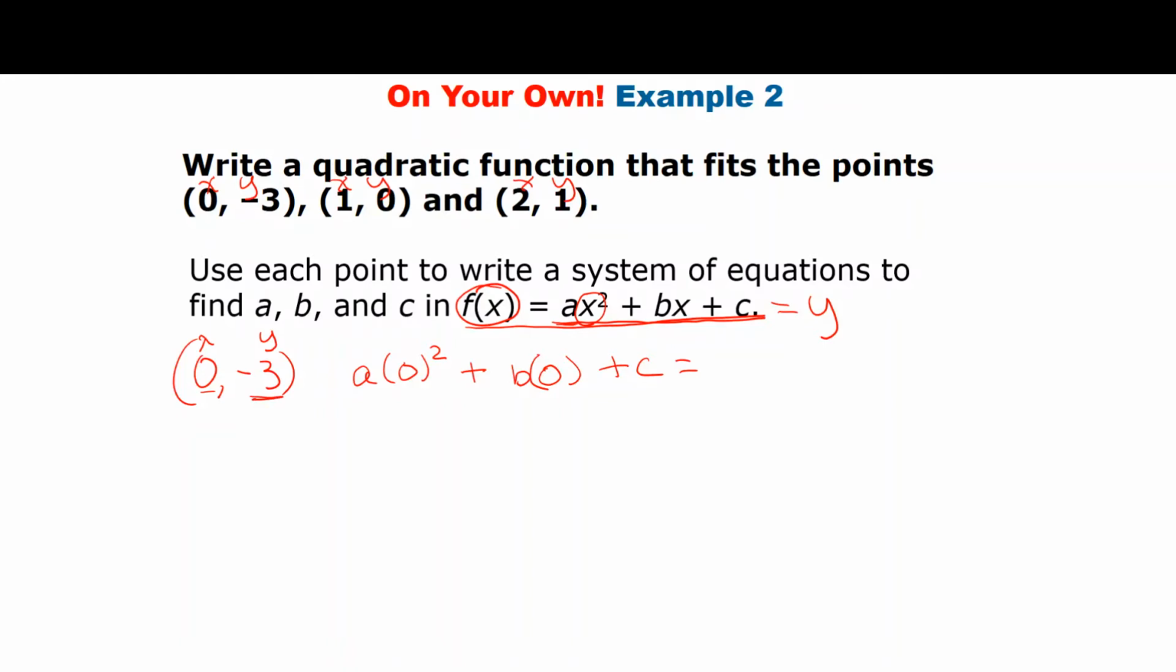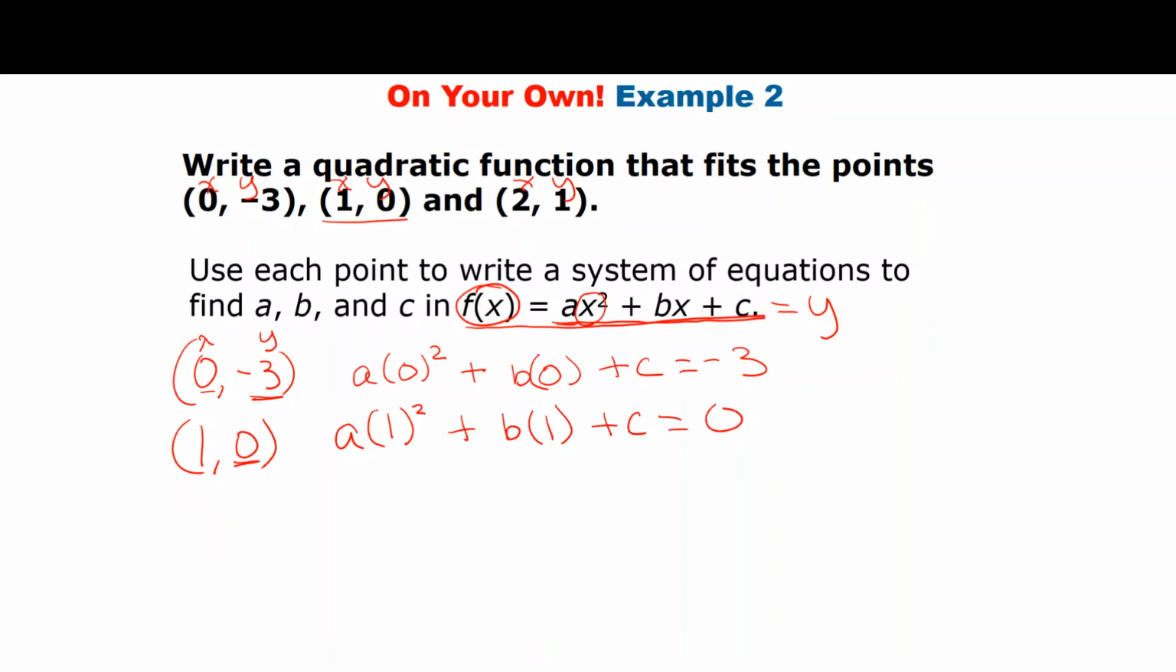And here we see that our y is negative 3. All right, let's do another one. Let's have 1 and 0. Okay, and remember, 1 is our x and y is our 0. So let's write our equation: a times 1 squared plus b times 1 plus c equals 0.